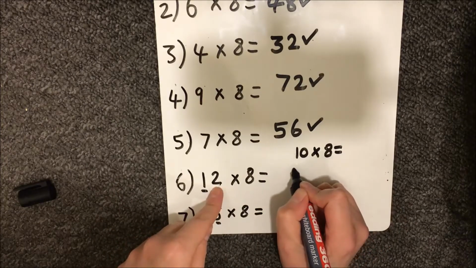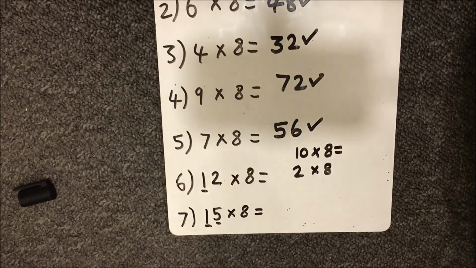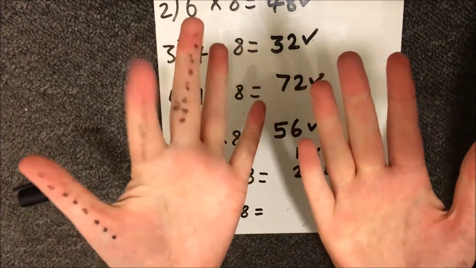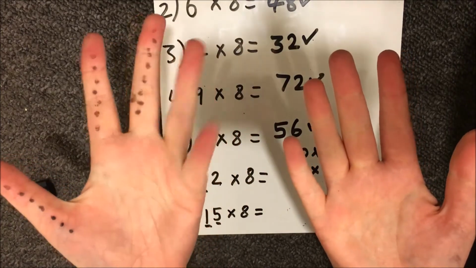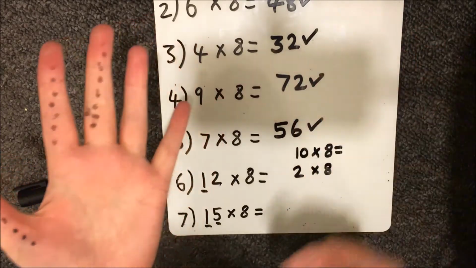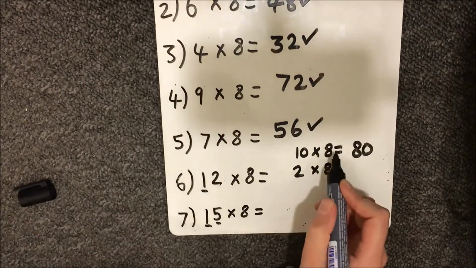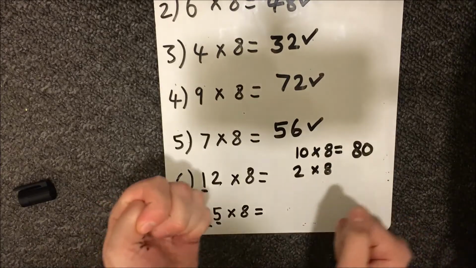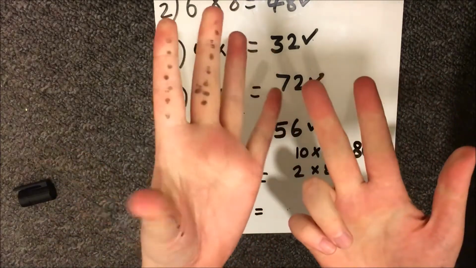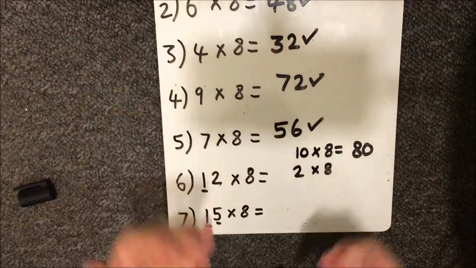And then 2 times 8. So 10 times 8 is, 10 fingers up, 8, 16, 24, 32, 40, 48, 56, 64, 72, 80. Was there another way of doing that one? Yeah, I could have done 8 times 10. I find my 10 times table much easier. 10, 20, 30, 40, 50, 60, 70, 80.